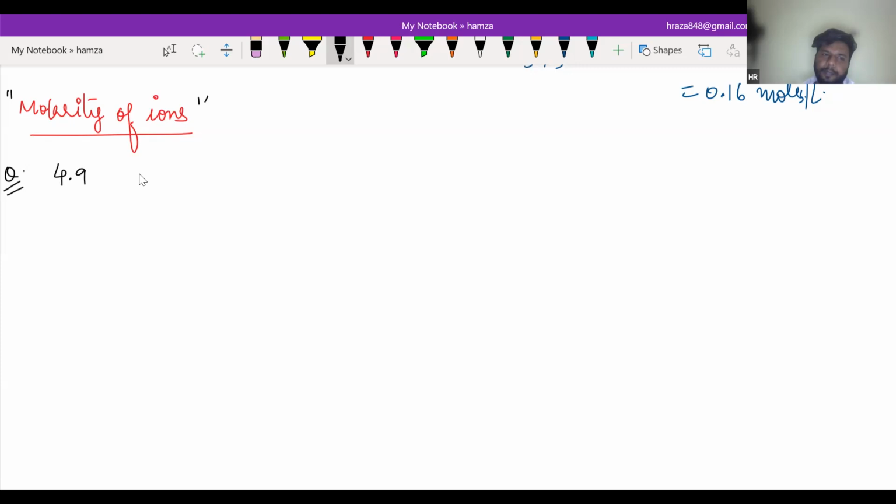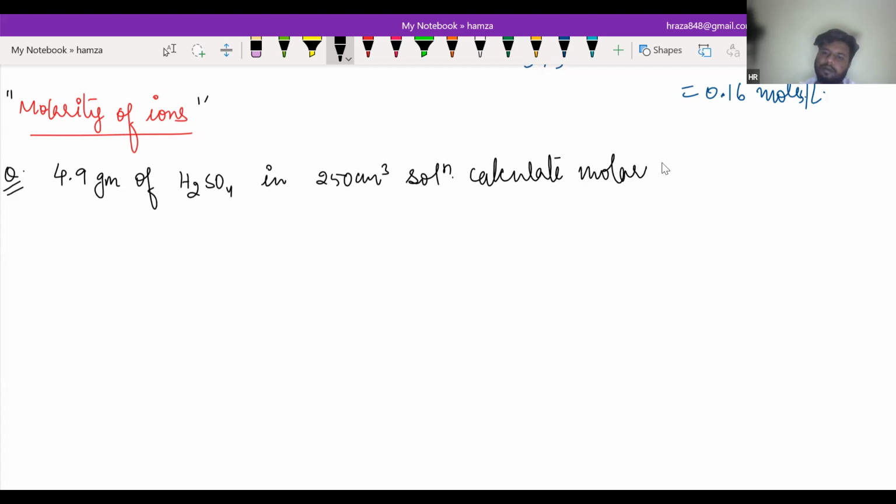Now see, 4.9 gram of H2SO4 in 250 centimeter cube solution. Calculate molarity of: the first part is H2SO4, the B part is H plus, and the C part is SO4 minus.